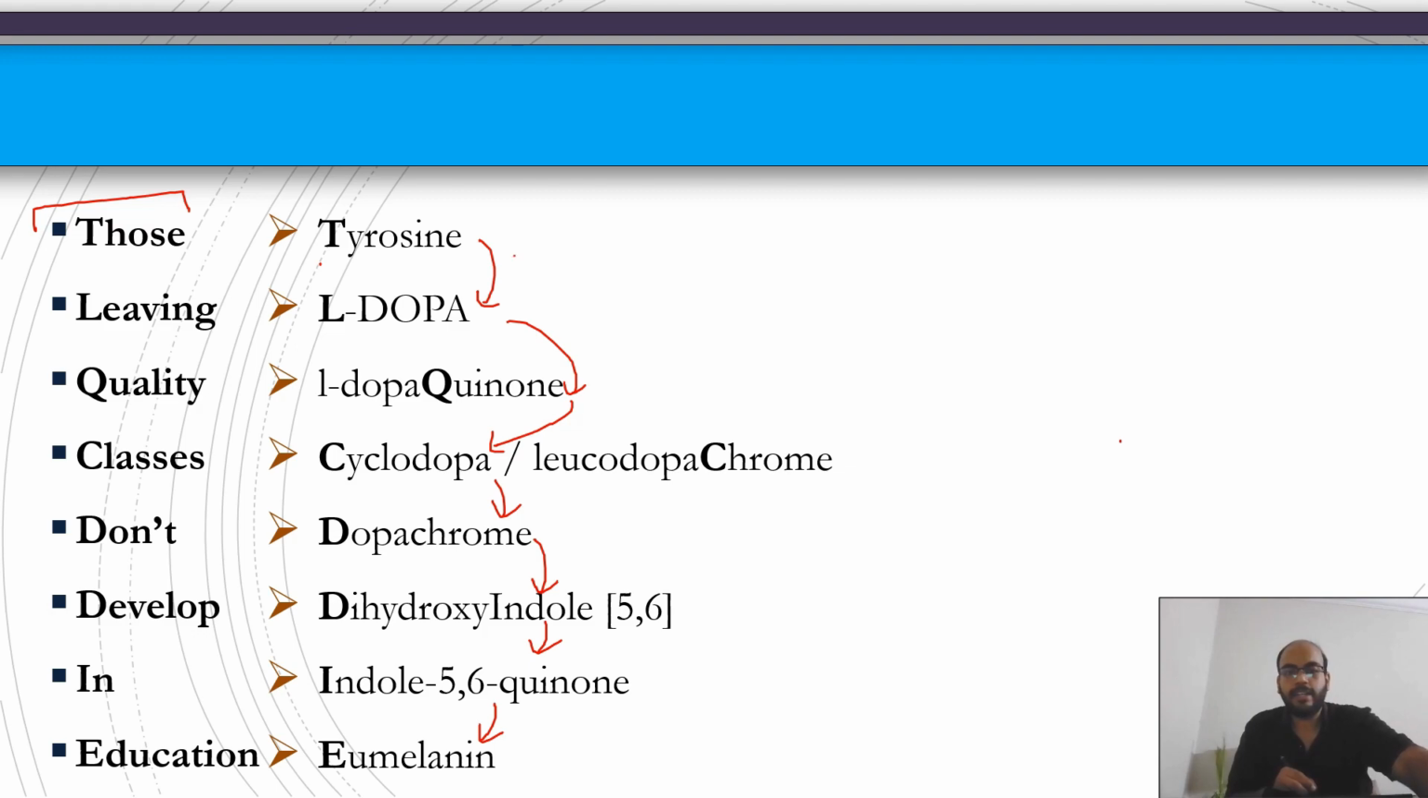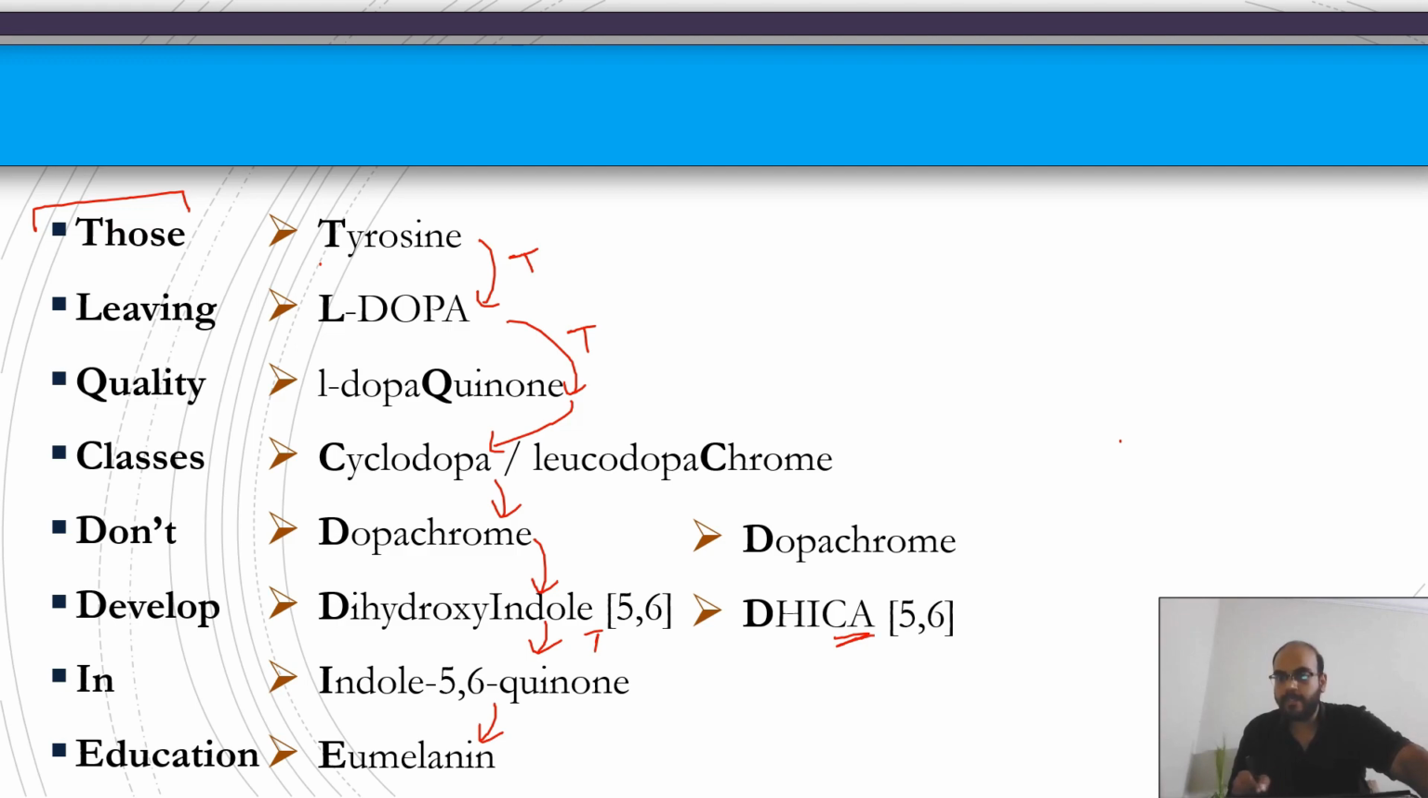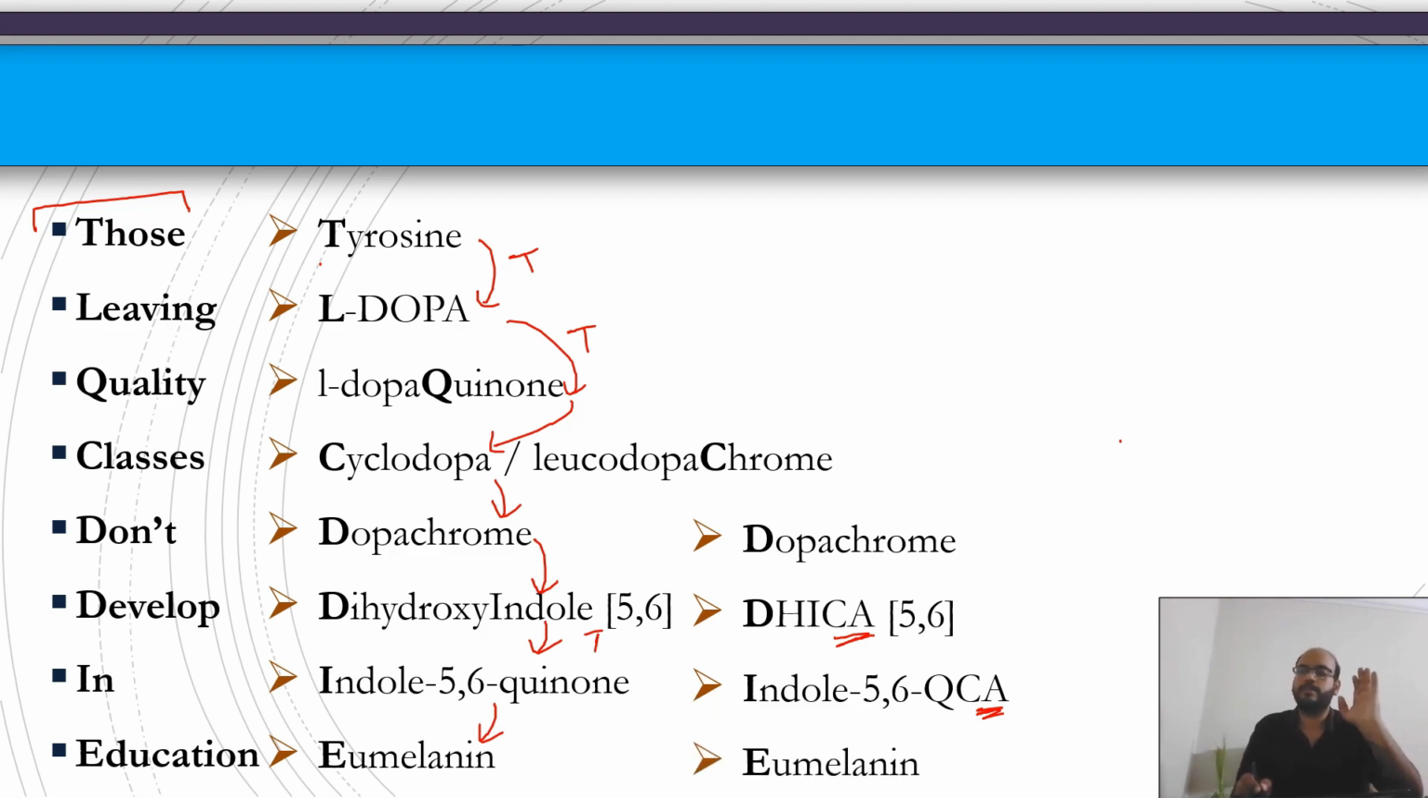Just remember that tyrosinase acts here, tyrosinase acts here, and tyrosinase also acts here. Clear? Now, the other pathway to form eumelanin is dopachrome, dihydroxyindole carboxylic acid, indole 5,6-quinone carboxylic acid, eumelanin. So use this mnemonic, practice this mnemonic, and you will never forget the process of melanogenesis. Let's move forward.